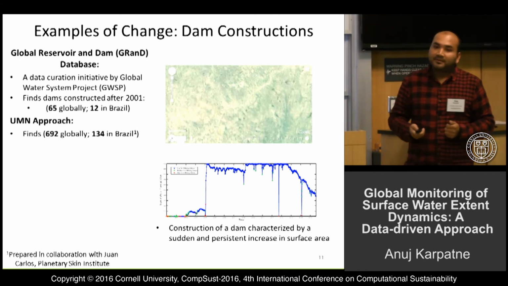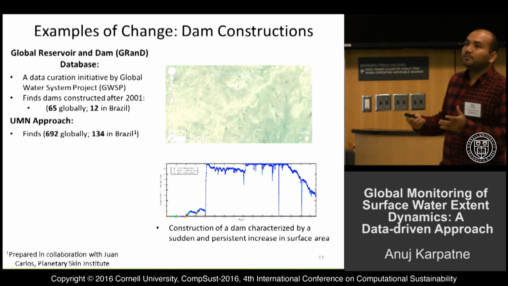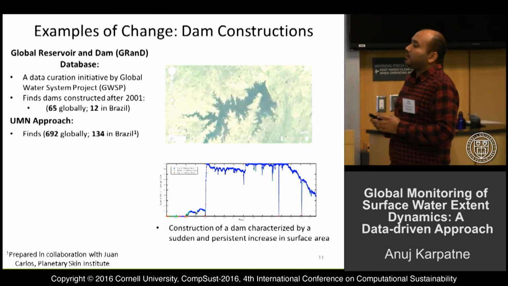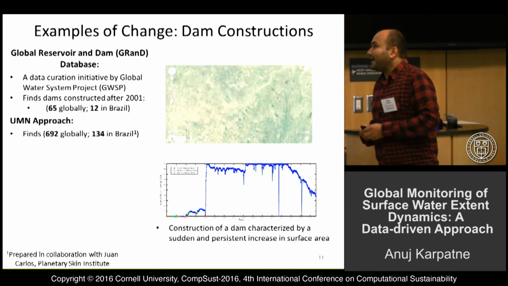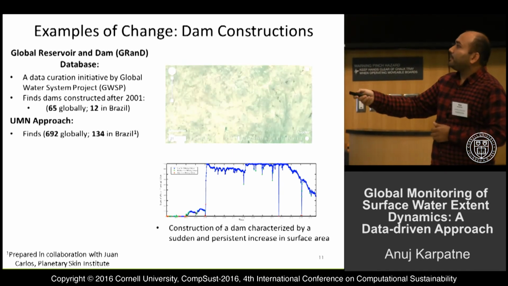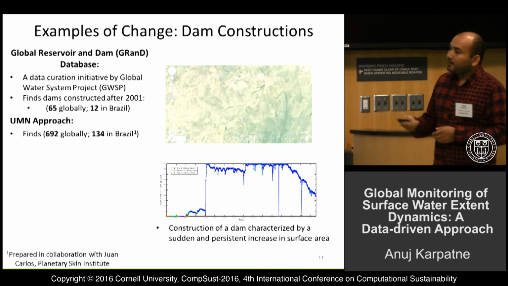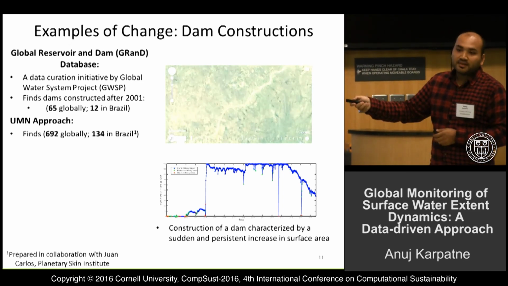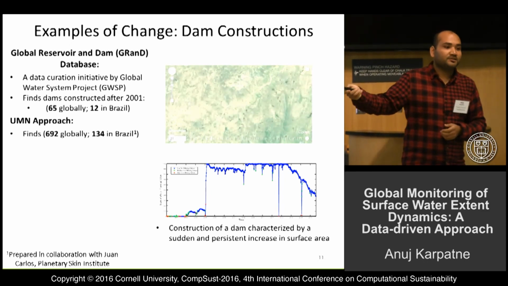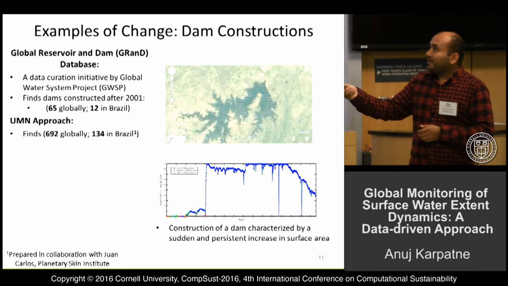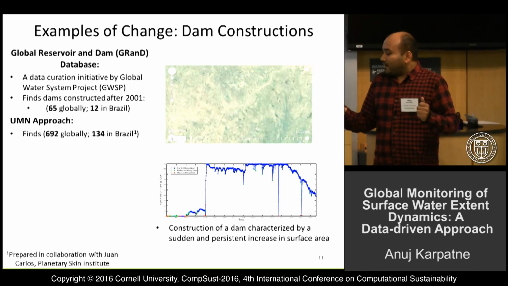So we did exactly that and compared it with the state-of-the-art global product of dams, which is part of an international collaboration effort where different countries report their dam constructions. This data set reports 65 dams to be constructed after 2001. And using our remote sensing based approach, we are able to find 10 times more dams than what is reported by state-of-the-art products. And each one of these have been verified by our collaborators and a team of undergraduate students.